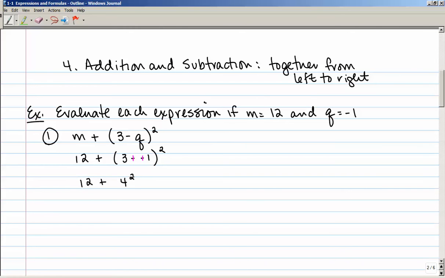Now I have an addition and an exponent I need to deal with. So that's going to be 12 plus 4 squared, which is 16. And my final answer is 28.